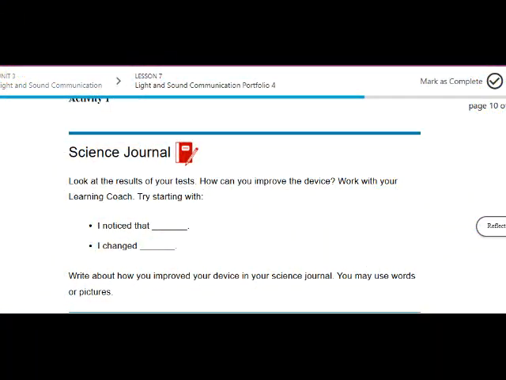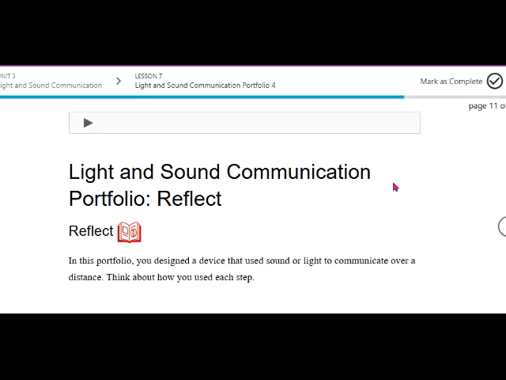All right, so I made a chart. That was how I improved. Remember, your improvements might be things that you actually do to your device. You might add something, you might take something away. So it might be better for you to take a picture or draw a picture of your change.